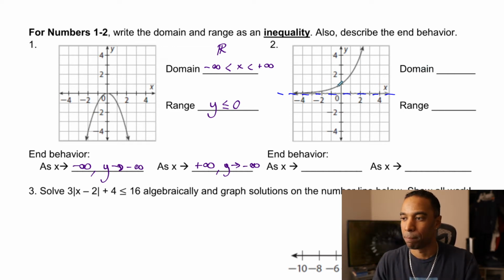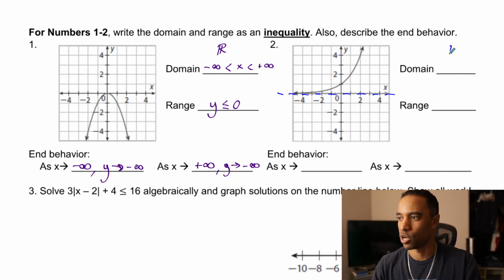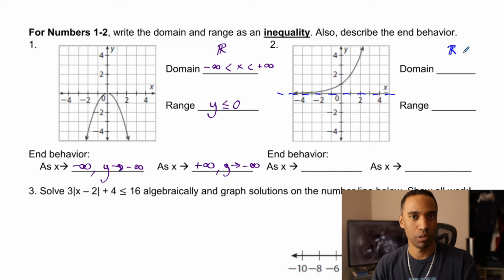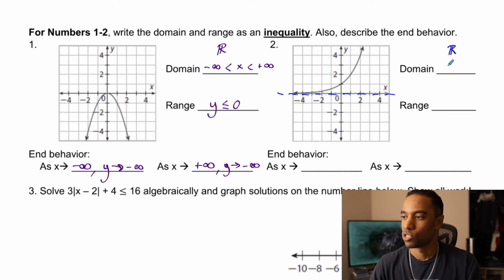All right, domain. This does go forever left. You can see the arrow there. And it does go forever right. It goes sharper up, but it goes forever right. Domain, once again, is all real numbers. All exponential functions should be doing that if they don't have any sort of hole or discontinuity. So all real numbers, or of course from negative to positive infinity on x as an inequality like this.